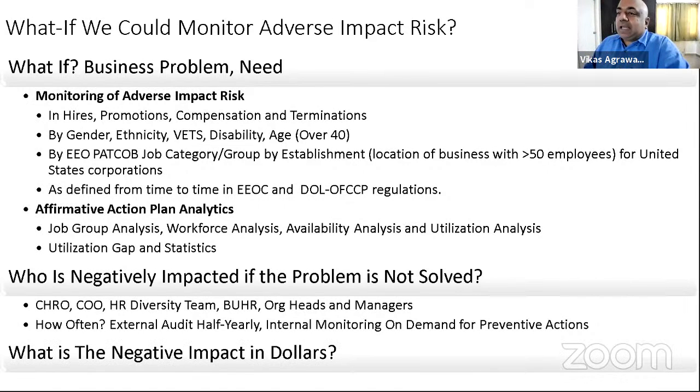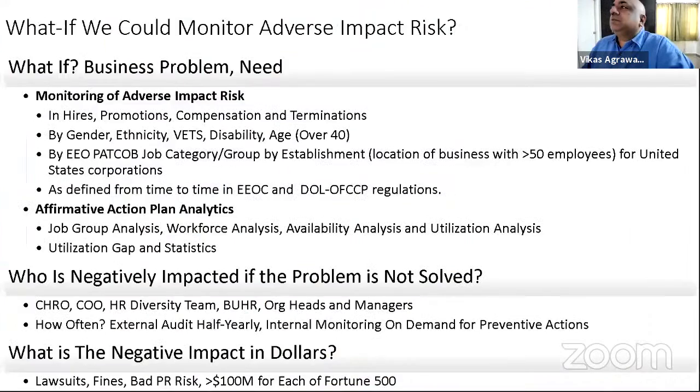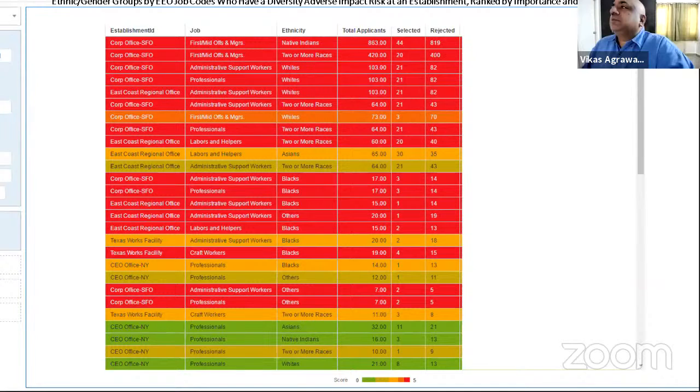Now the challenge with this is it gets very expensive, and one can produce a table by job category, whether somebody's a man or a woman: total number of applicants, how many were selected, how many were rejected. And then one has to look at that. I can give you 60,000 rows of this data.